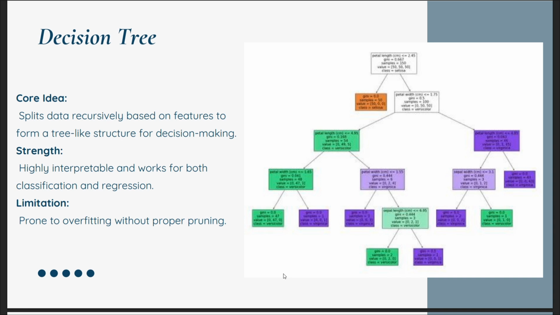Then we have implemented the decision tree. A decision tree builds a hierarchy of if-else rules to make predictions, selecting splits based on metrics like Gini impurity or entropy. Its structure mirrors human decision making, making it easy to understand. However, without pruning or limiting depth, trees can memorize training data and perform poorly on new inputs.